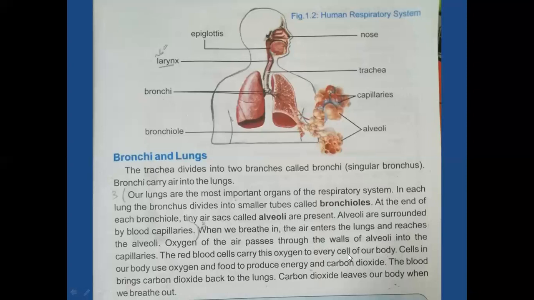This is called oxygenated blood. The blood which is rich in oxygen is called oxygenated blood. When this oxygenated blood reaches the cells, what happens in the cells? In the cells, our body uses this oxygen, and blood also contains food. This oxygen and food, in its simpler form, like glucose, react together and then produce final products.